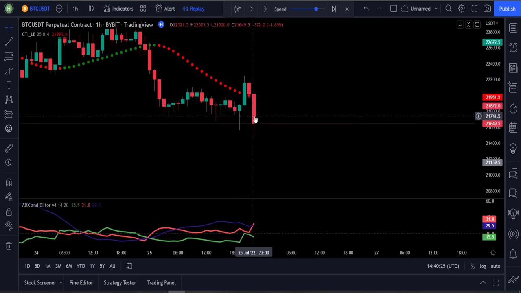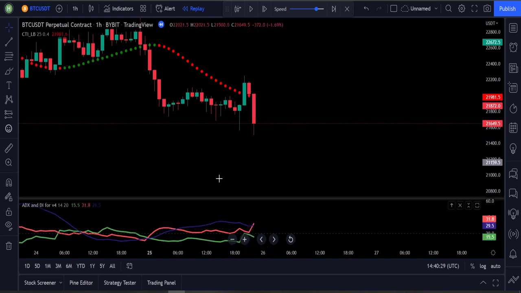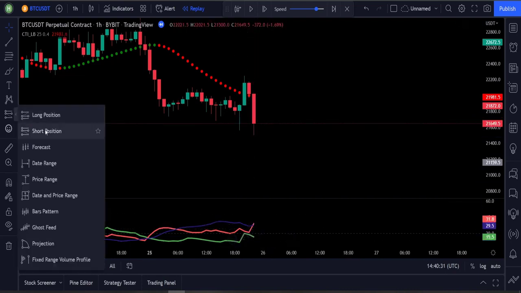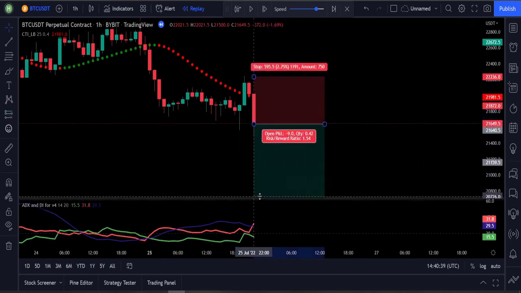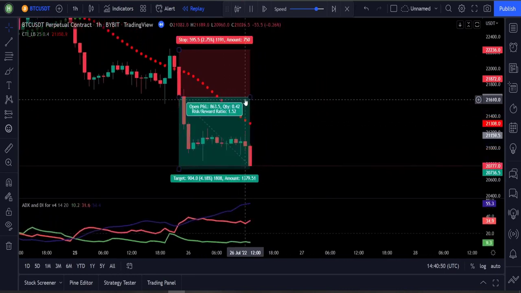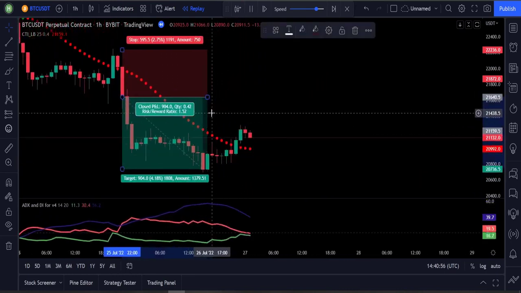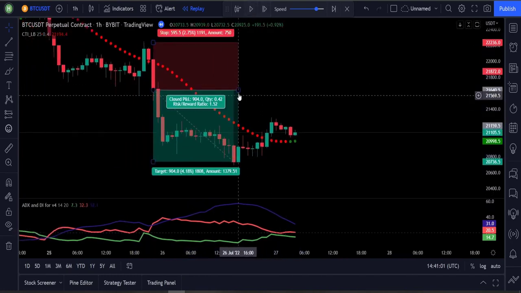We also see that the red line is above the green line, the blue line is above the 20 level, and it has an upward slope. So we'll enter this trade right here and keep our stop loss at the recent swing high, keeping risk to reward ratio 1 to 1.5, and we'll hit profit right here. Now we'll take a look at another example for a buy position.